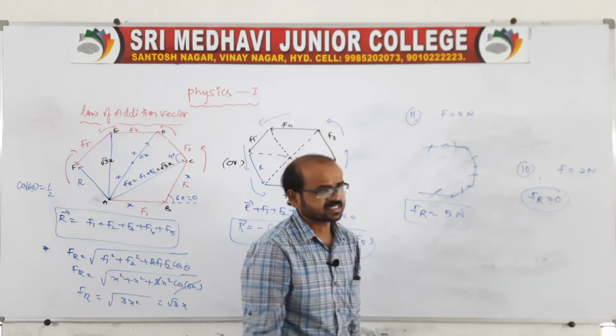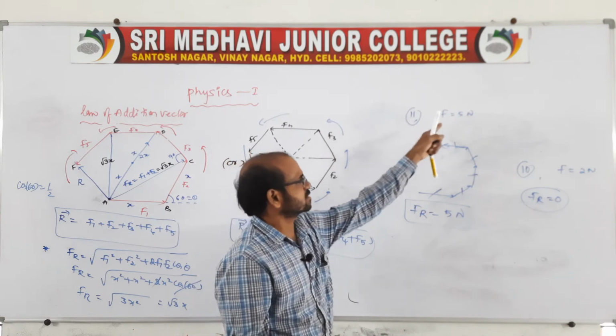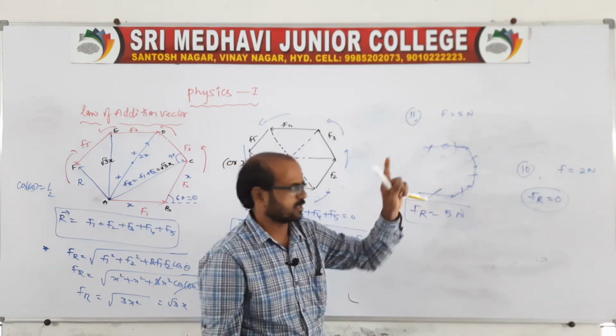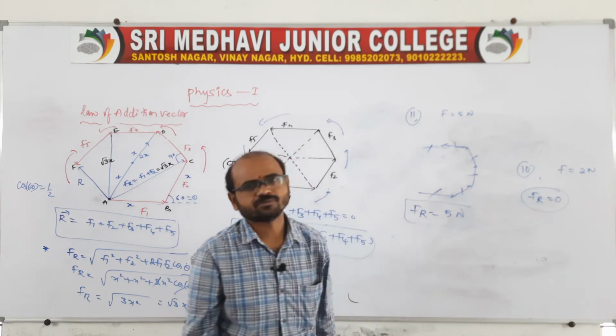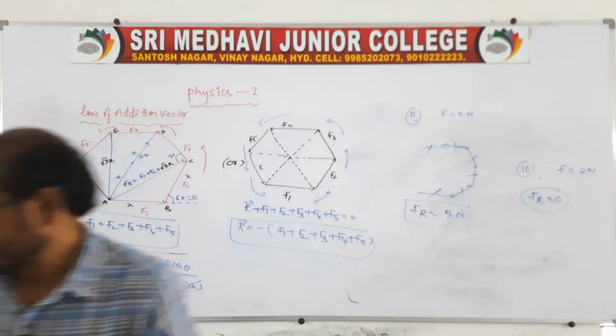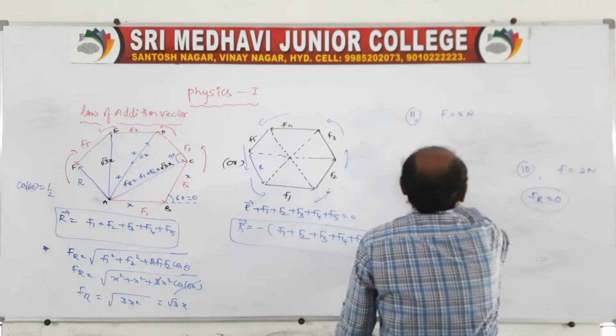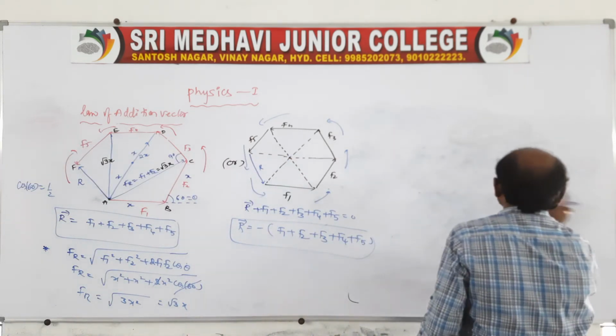Whereas when 11 forces are given, the opposites are cancelled, and only 1 is left. Therefore the resultant will be equal to 5 Newton, whatever the resultant is given. So we will get the same answer. This is related to the polygon law of addition of vectors. Now let us move on to the next one.